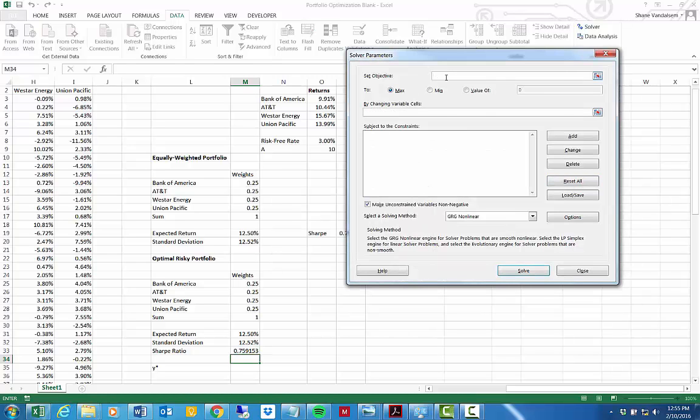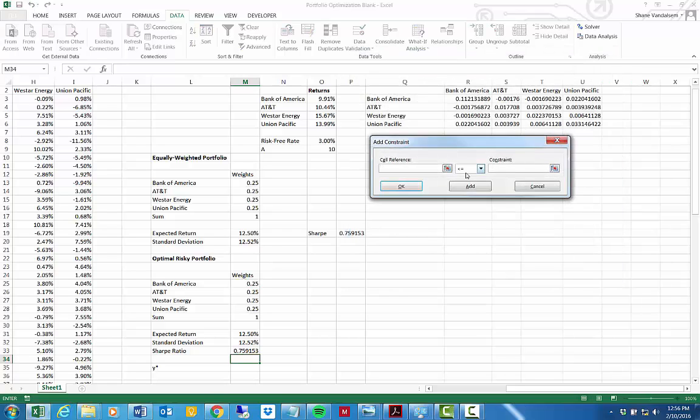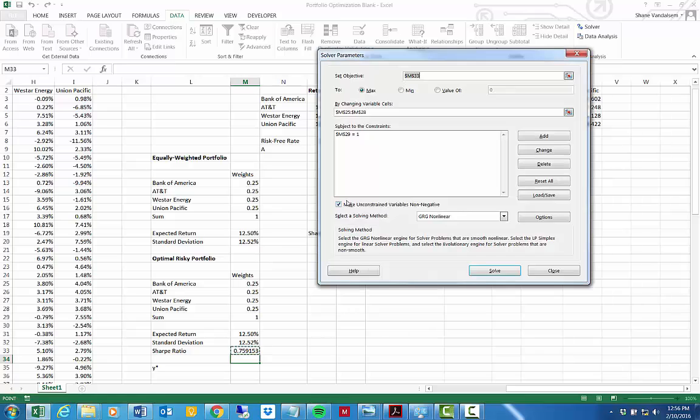So our objective is to maximize the Sharpe ratio. So set objective, the number for the Sharpe ratio right here, to maximize, make sure that Max is selected. By changing what variables? We're looking for the optimal weight, so we're going to select our weights. And then we have to subject it to the constraint that the sum of these weights is equal to 1. So add the cell reference, this is equal to 1. Press OK.